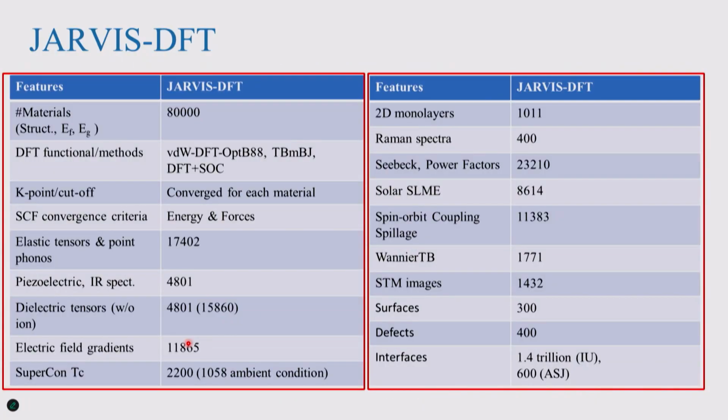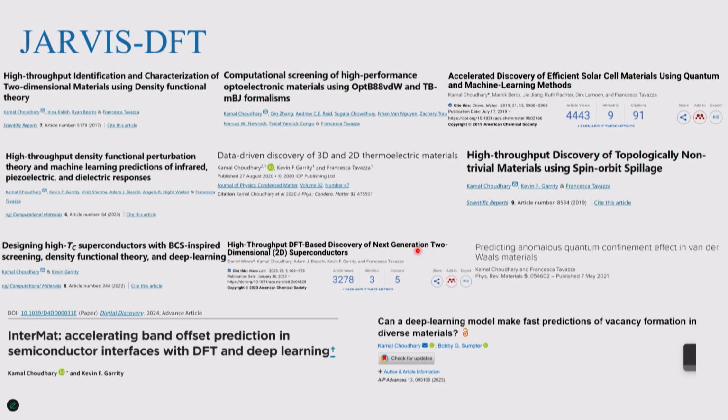In JARVIS-DFT, for example, we have these functionals called van der Waals DFT, OptB88, TBmBJ. Don't worry about the acronyms too much, but these are certain flavors of the exchange correlation, and certain 80,000 materials, 1700 elastic tensors, and so on. These are some statistics. We have some superconductor transition temperature and so on, Raman spectra, and these are useful for multiple material design.